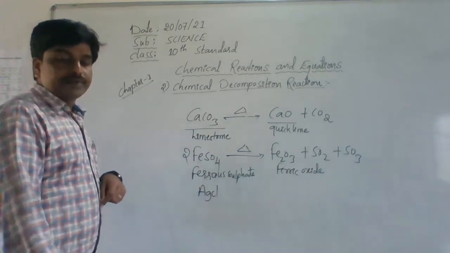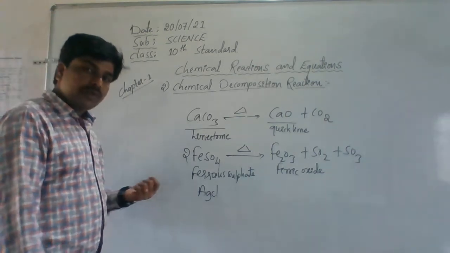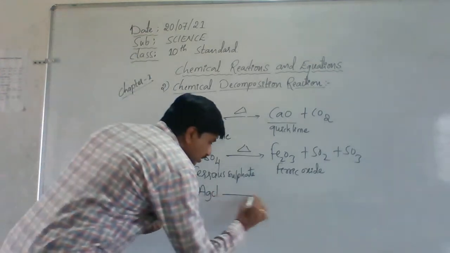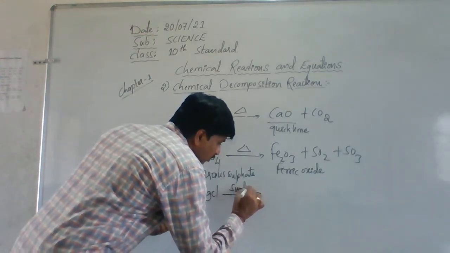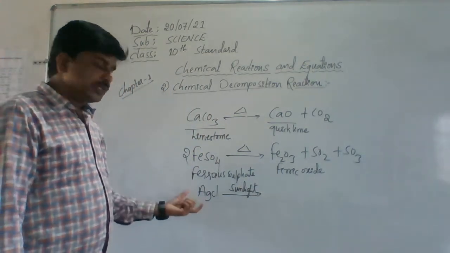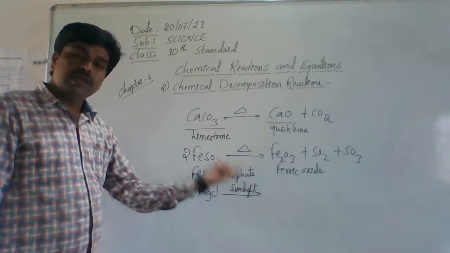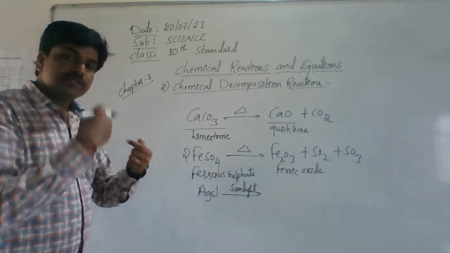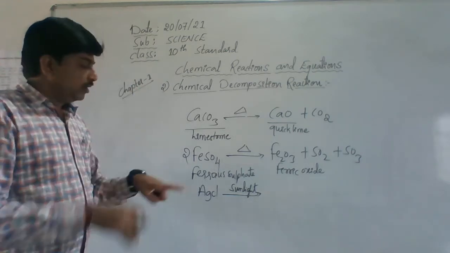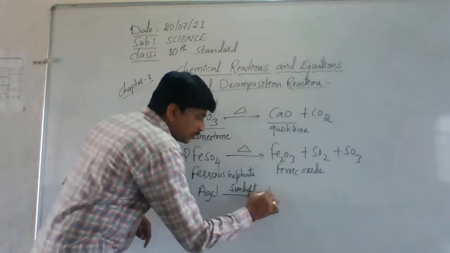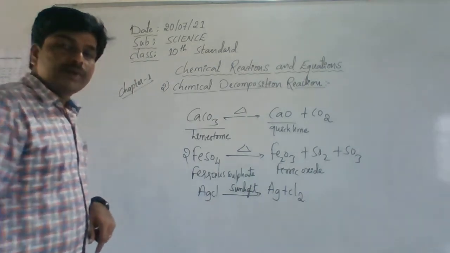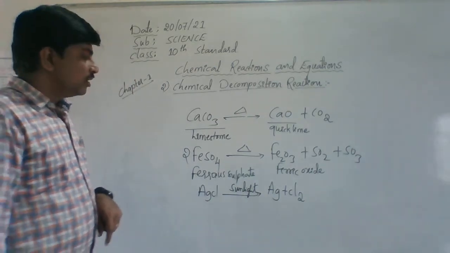Take silver chloride. Understand? Just expose that silver chloride to the sunlight, by utilizing the solar energy, the heat of the sun. This silver chloride decomposes to form silver and chlorine gas. Silver and chlorine gas. Understand?